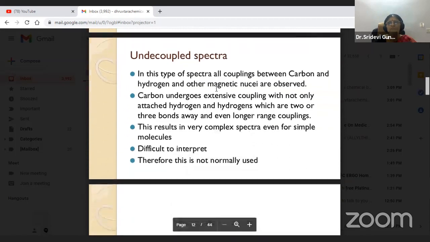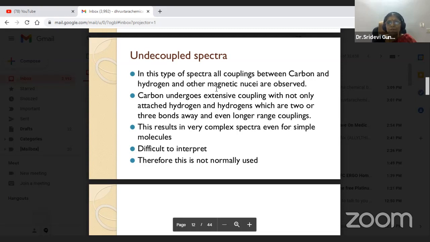What is undecoupled spectra? What do you mean by undecoupled spectra? The name itself suggests nothing is decoupled here. Actually, you must have seen spin-spin coupling in Proton NMR. Similarly, carbon also undergoes extensive coupling. So when coupling occurs, there are magnetic nuclei in the neighborhood, in the vicinity, is it not?